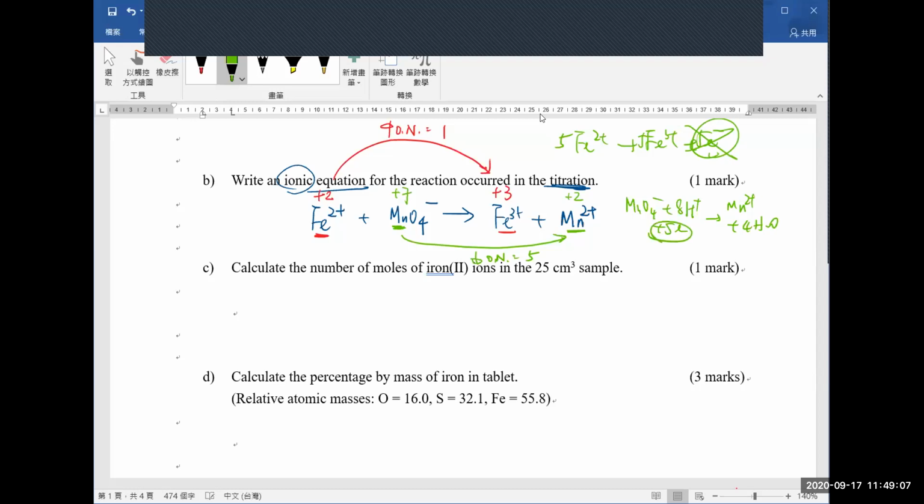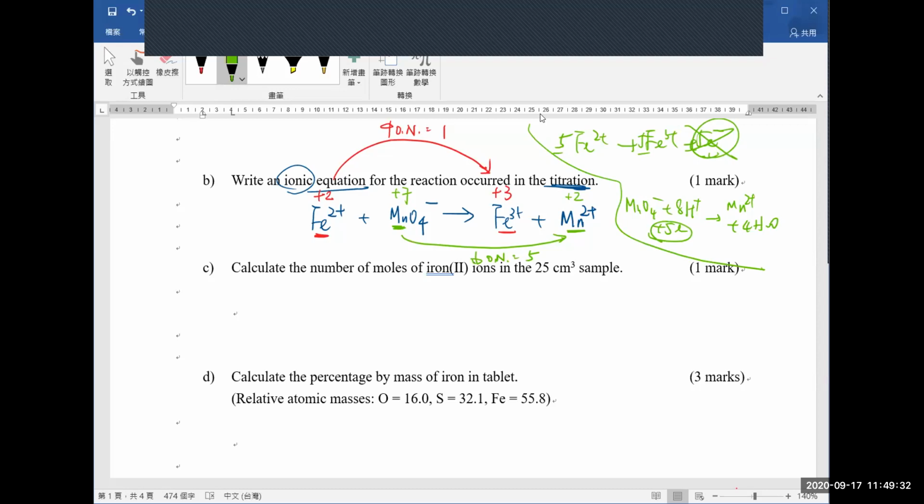Can you see that? So that's why you are going to times 5. Can you get my point? So how would you put this into the oxidation number method? We can skip the one on the right hand side. What we are going to do is to base on the oxidation number change to do that. Can you get my point?